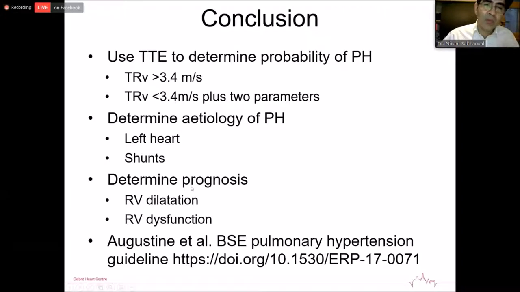But we can also determine prognosis if the RV is dilated, if there is RV dysfunction, by whatever method you want to use. So feel free to do RV tissue Doppler, look at the S wave. If you find RV dysfunction with RV dilatation, they're immediately in a poorer prognostic group. I would strongly recommend looking at the guidelines.